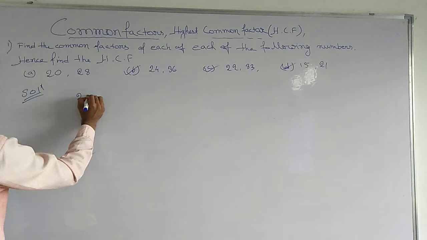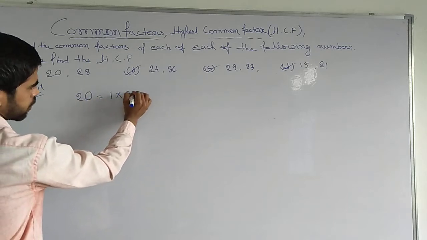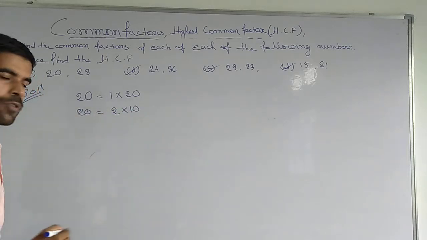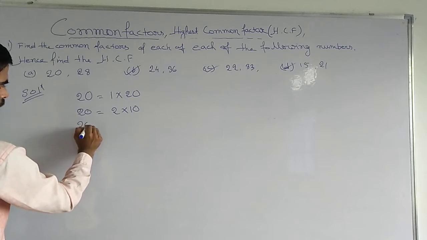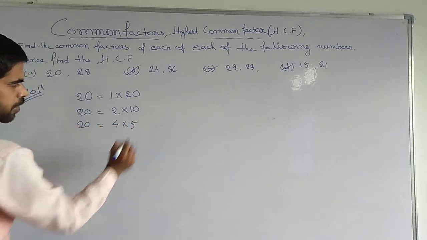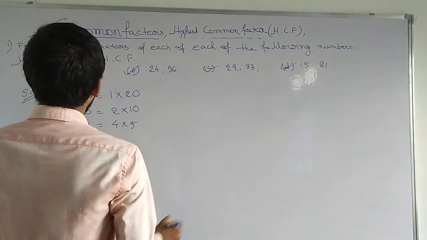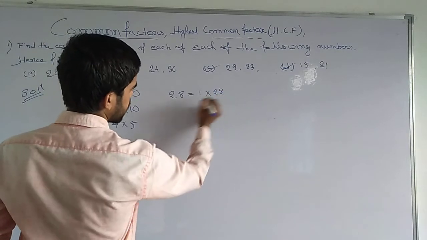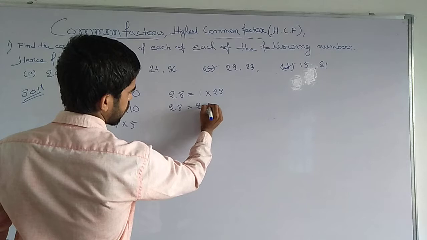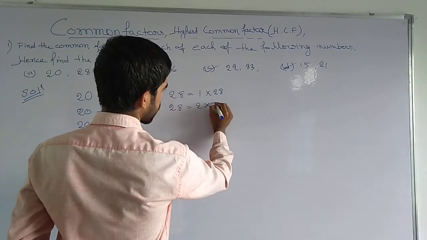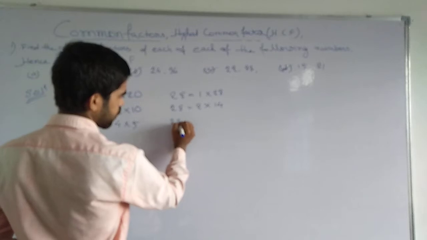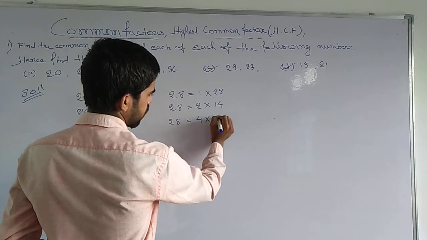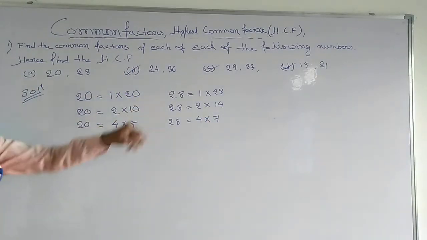So now 20: 1 into 20, 20; 2 into 10, 20; and 4 into 5, 20, same as usual. So now 28: 1 into 28, 28; 2 into 14, 28; 4 into 7, 28. So these are the factors, okay.